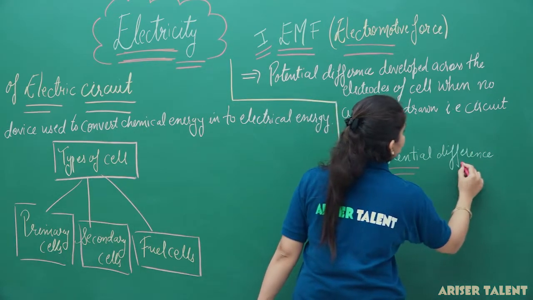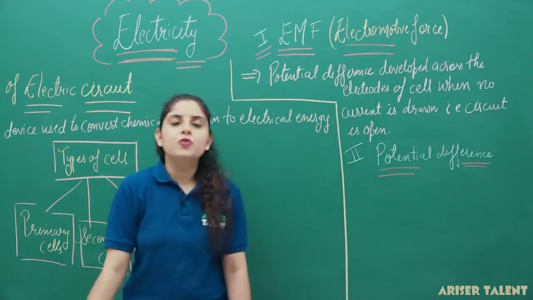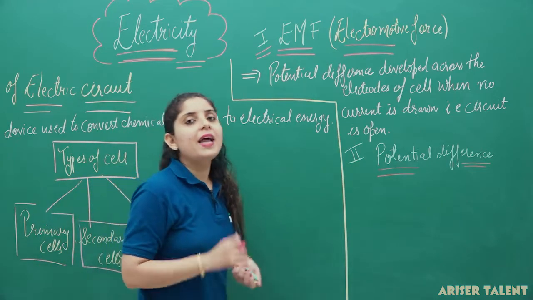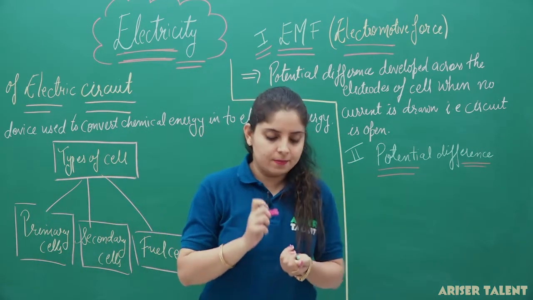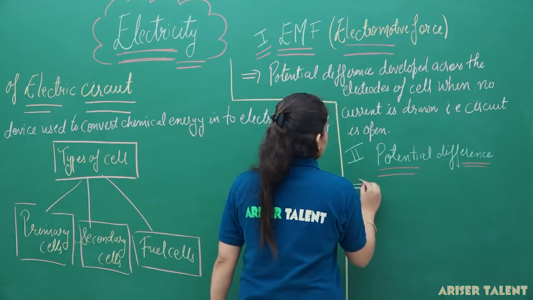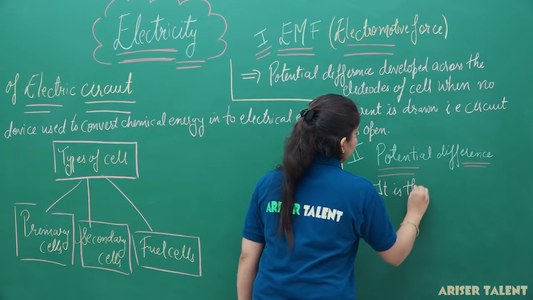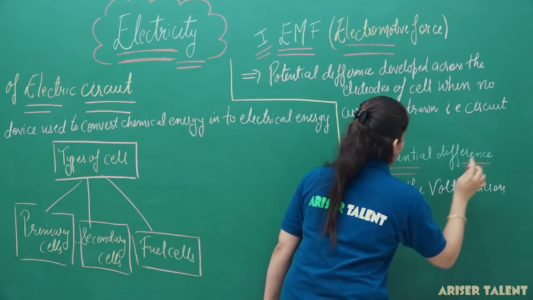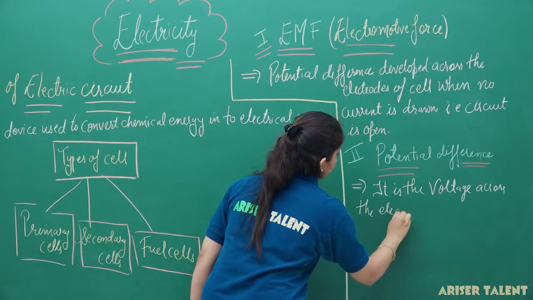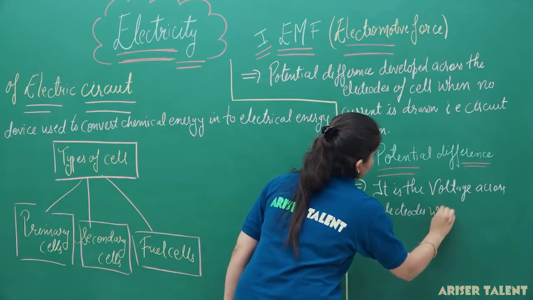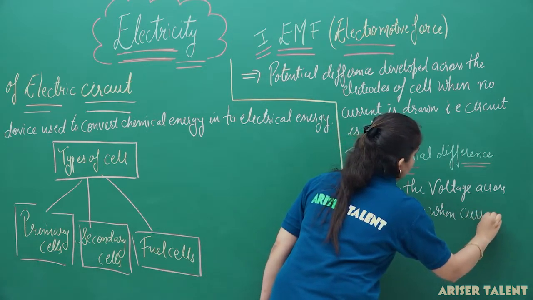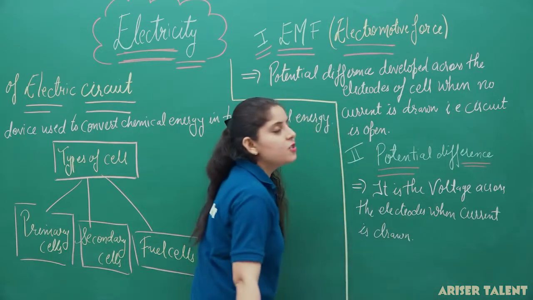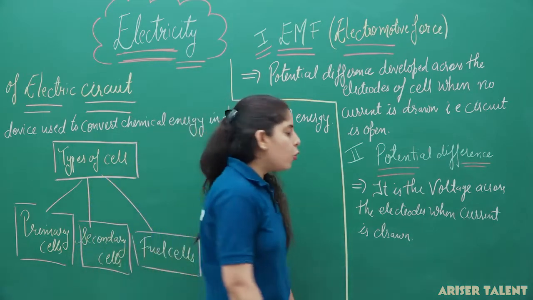Now, what is this potential difference? Potential difference is actually the voltage across the electrodes when the current is drawn from the circuit, and we can say that the circuit will be the closed one. So, it is the voltage across the electrodes when current is drawn, and when the current is drawn, I must say that the circuit will be closed one.